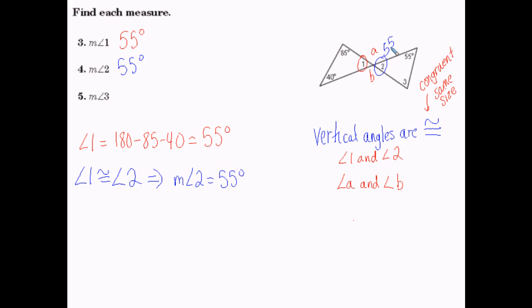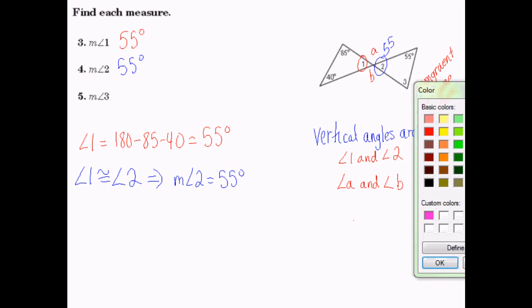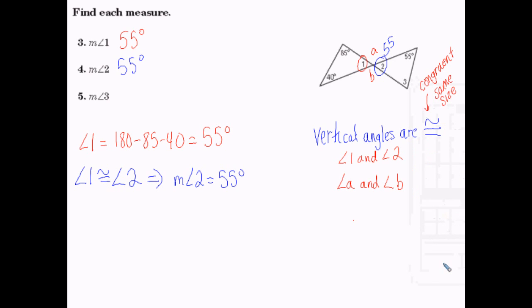So now I can find angle 3. Subtract 110 from 180. So angle 3, I'm going to do in purple. Angle 3 is going to be 180 and then minus those two 55s. So that's 110. So 180 minus 110 is 70.